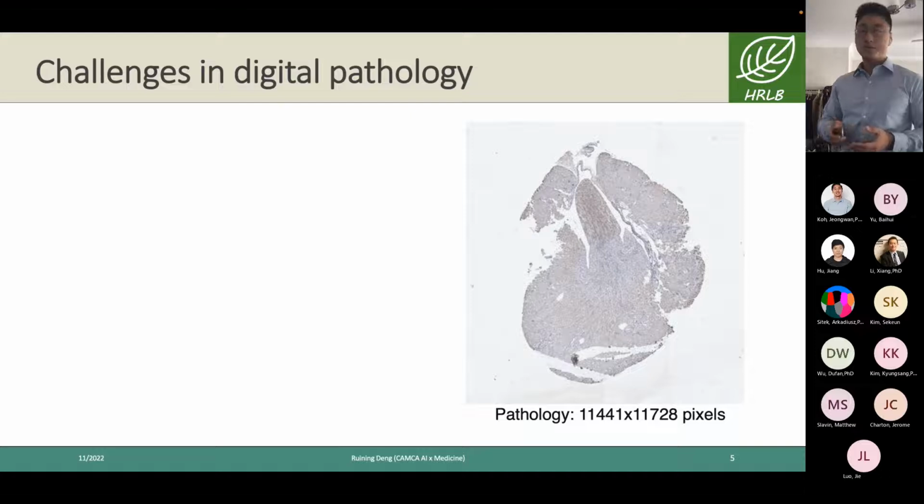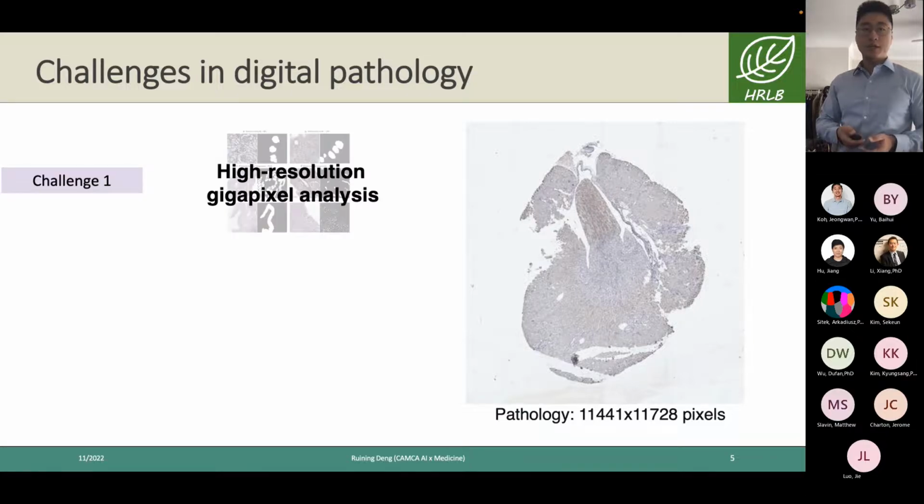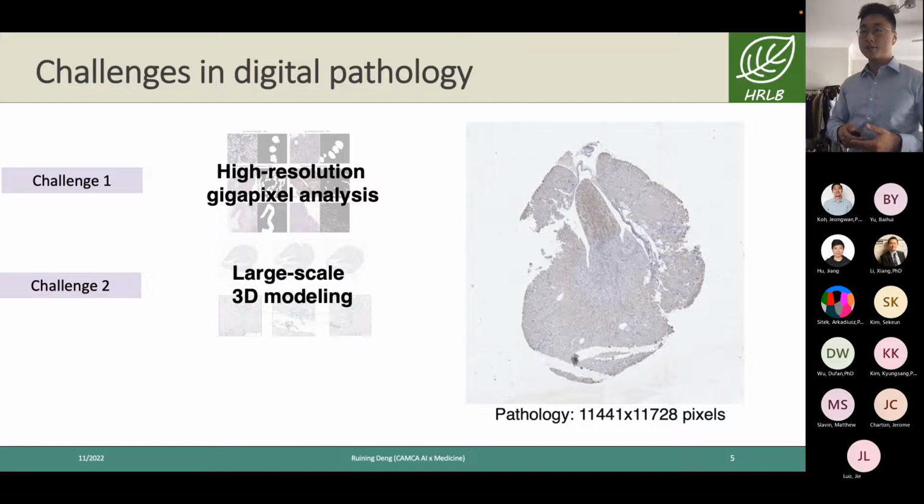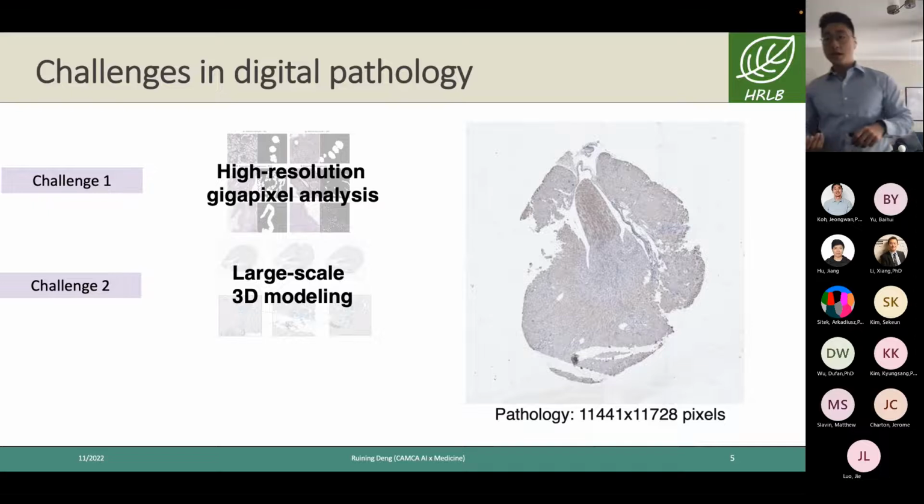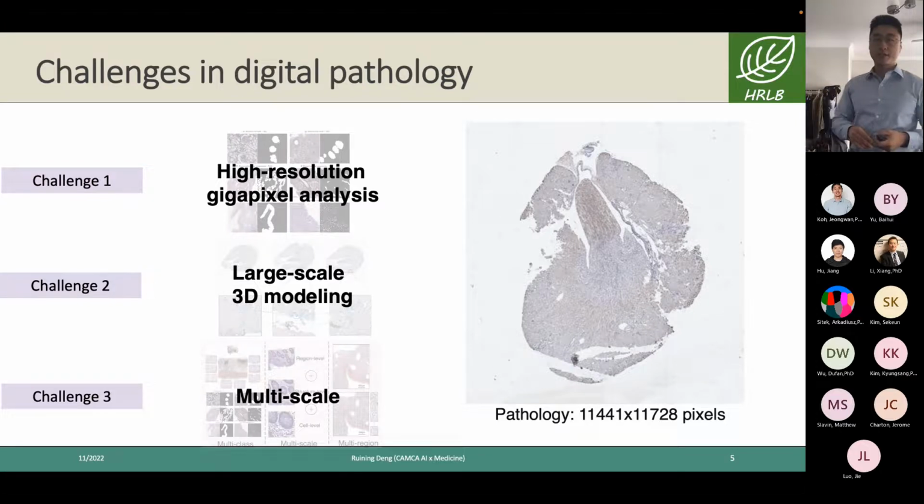When we deal with those large scale images, there are several challenges. The first one is high resolution gigapixel analysis. As we see, the image is really big. The second is large scale 3D modeling, because all of the whole slide images are cut from organs, which have a spatial relationship in 3D context. Therefore, when we do quantification and annotation on whole slide images, we usually need to think about all of the knowledge in 3D context. And finally, there's a multi-scale issue, because whole slide images usually have multiple resolutions. How can we aggregate all of the knowledge from different resolutions? That's very important.